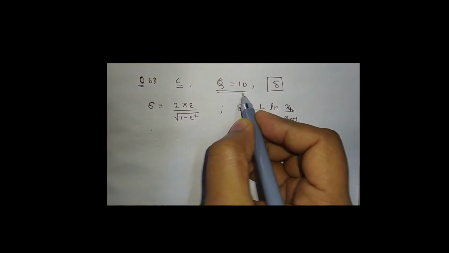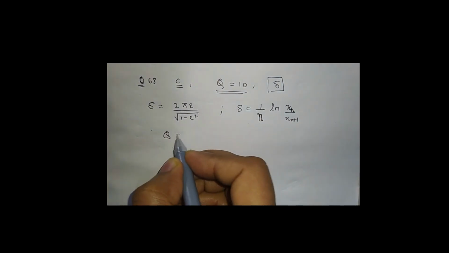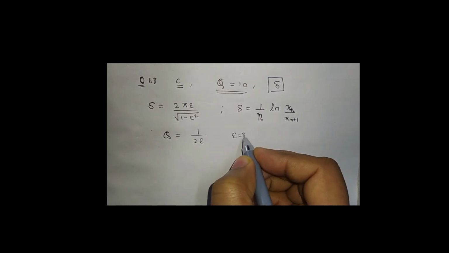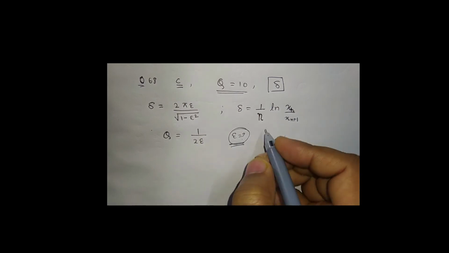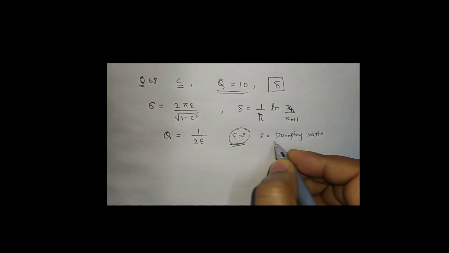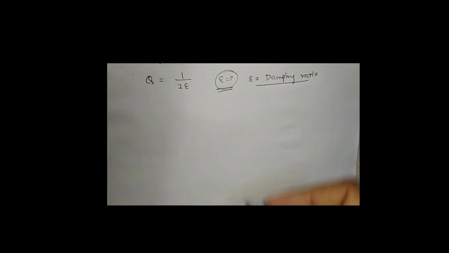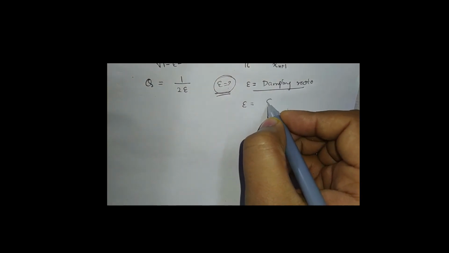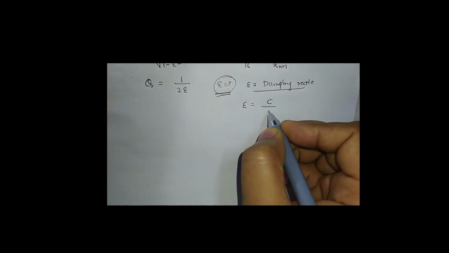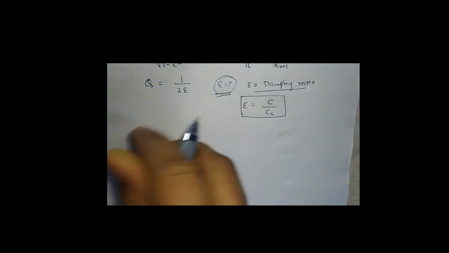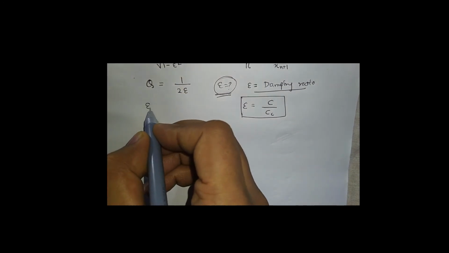So the quality factor is given. The quality factor has the formula 1 by 2E. What is E? E is the damping ratio. What is damping ratio? Actually, damping ratio is the ratio of the damping present in the system to the critical damping. Okay.